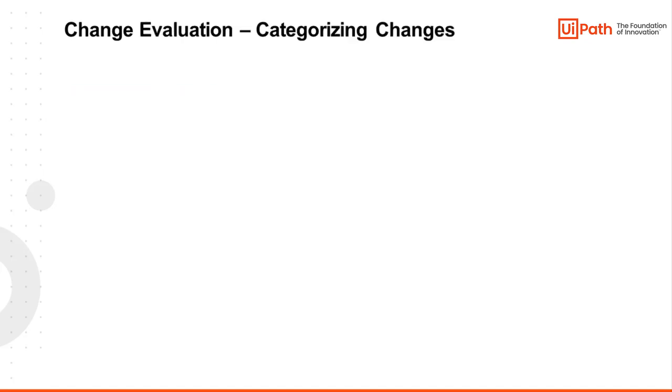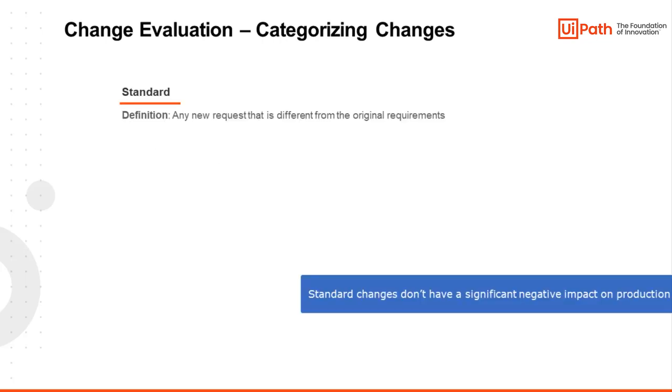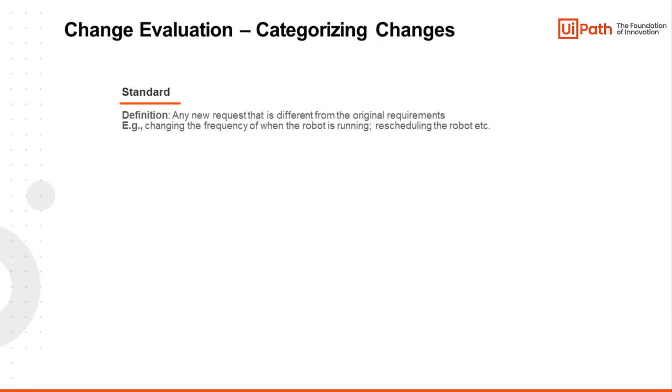When evaluating changes, we can categorize them as follows. Standard change. This is defined as any new request that is different from the original requirements. For this type of change, no approval is required and it can be performed by the automation developer. A standard change isn't a showstopper for go-live and does not have a significant negative impact on production. Also, this type of change can be included in the next automation release as a process improvement. Standard changes follow a streamlined process in which group-level or peer approval are not required. Typical examples of standard changes are changing the frequency of when the robot is running, rescheduling the robot, etc.